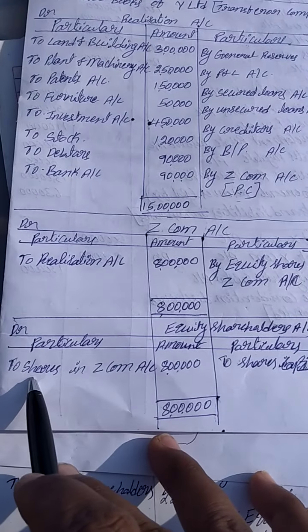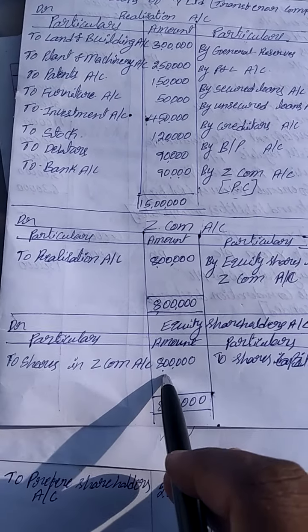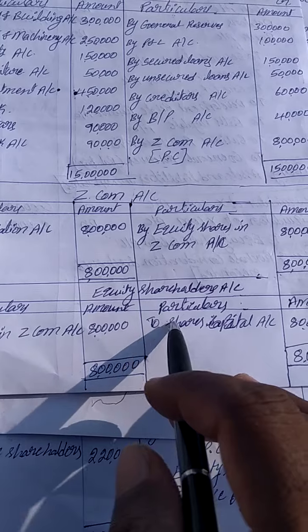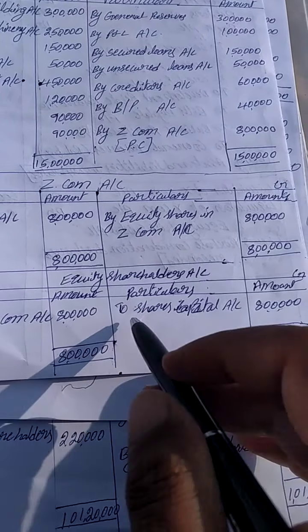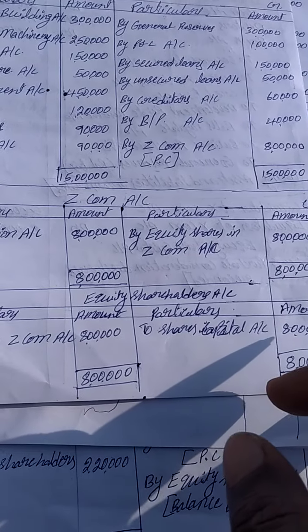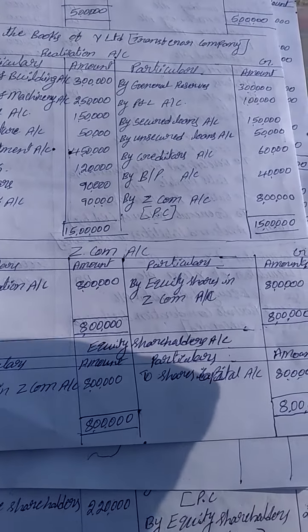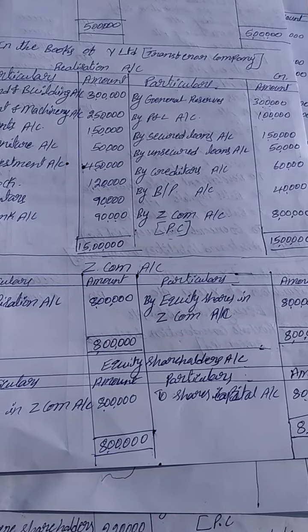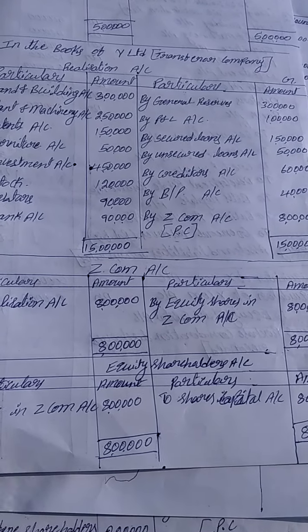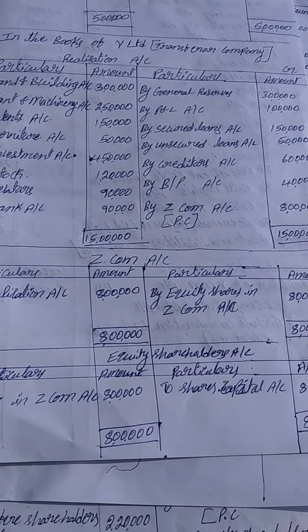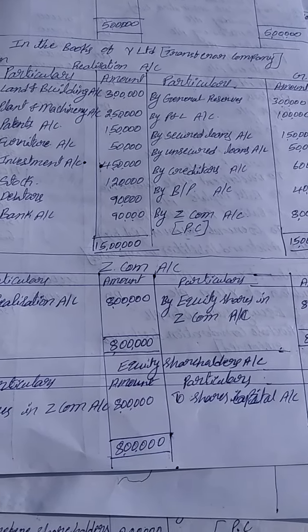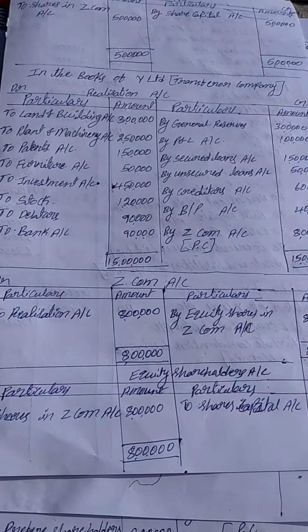Equity shareholders account to shares in Z company limited, that is the purchase consideration. Share capital account, that is 8 lakhs, in the transferor company account. Total 8 lakhs. These are the 3 accounts you have to maintain in order to close the books of accounts. You need not prepare the preference shares account as well as the bank account because those details are not given in the problem.